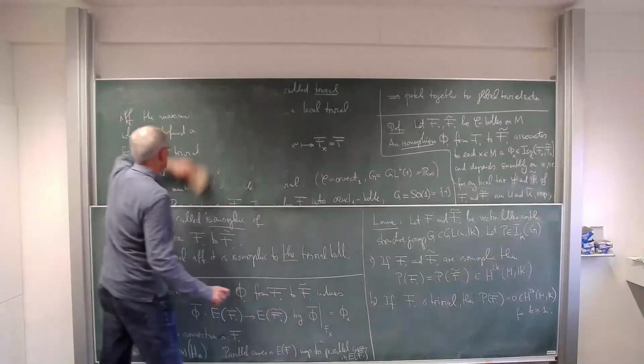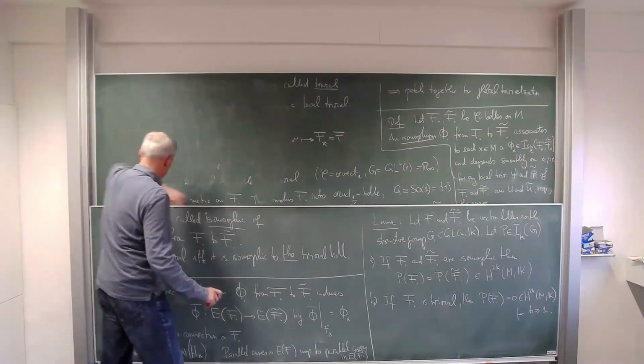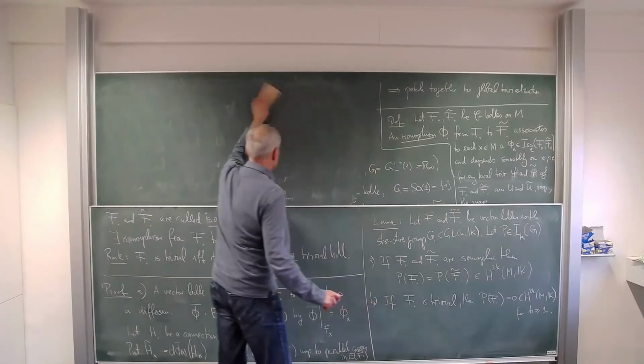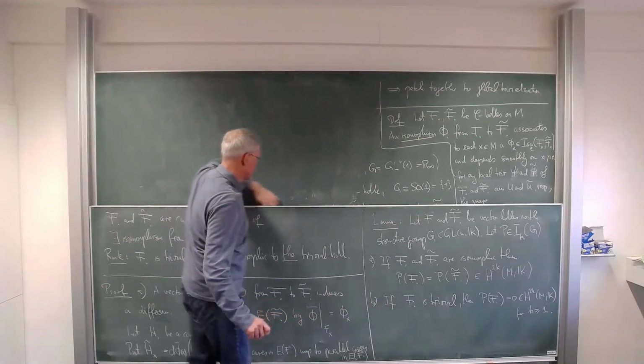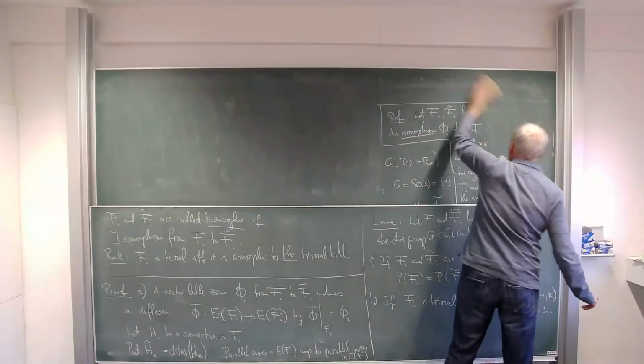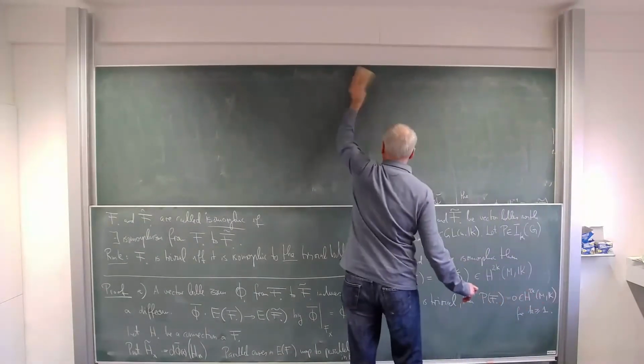This allows us to connect the covariant derivatives, and eventually I want to compare the curvatures, because the curvature is what I have to plug into my polynomial to get this characteristic form. So let's see what we get.